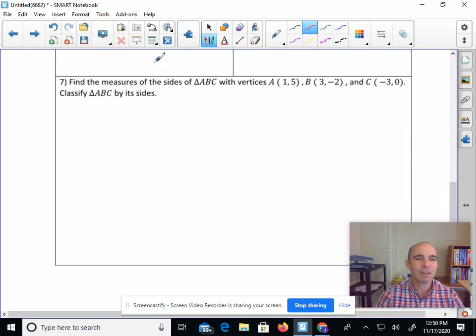All right, number 7. Find the measures of the sides of ABC with these vertices and classify ABC by its sides. Okay, that word right there, because they're saying sides.